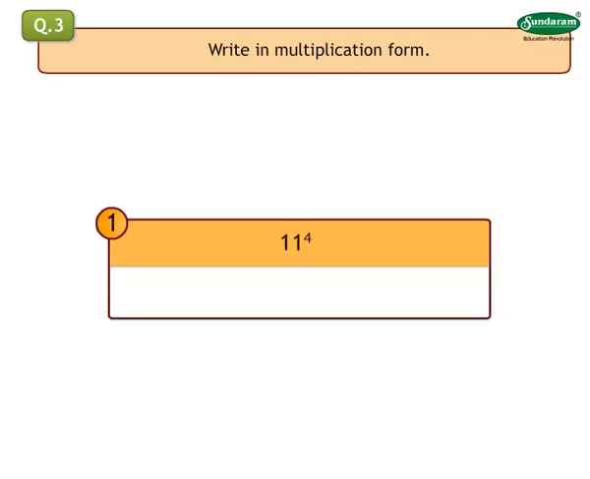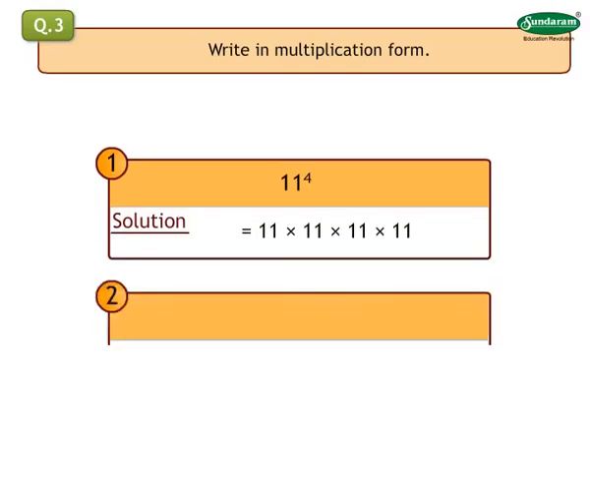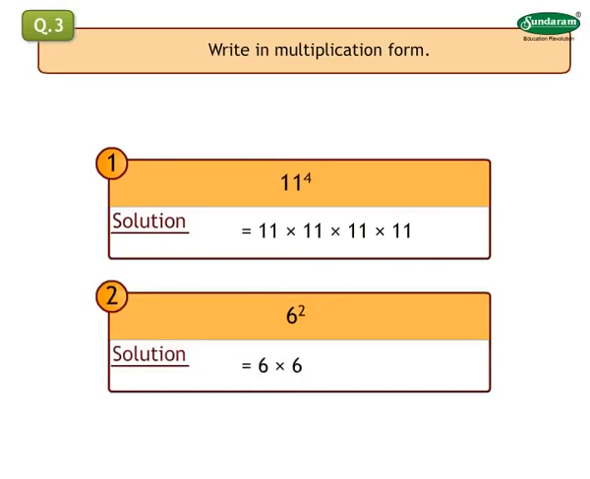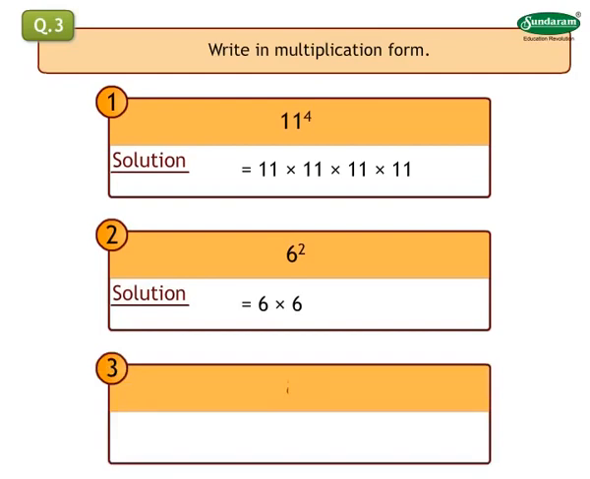Question number 3. Write in multiplication form. Number 1. 11 raised to 4. Solution: equals 11 into 11 into 11 into 11. Number 2. 6 raised to 2. Solution: equals 6 into 6. Number 3. 8 raised to 5. Solution: equals 8 into 8 into 8 into 8 into 8.